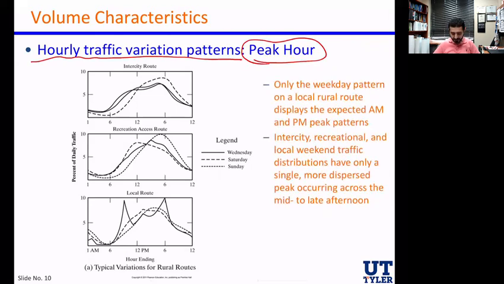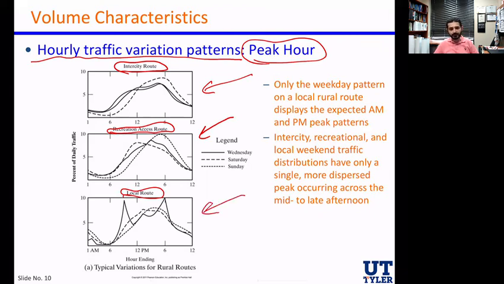So we have three pictures or three graphs. The first one is for the intercity route, the second one is for the recreational access route, and the third one is for the local route. I would tend to start with the last one, the local route.